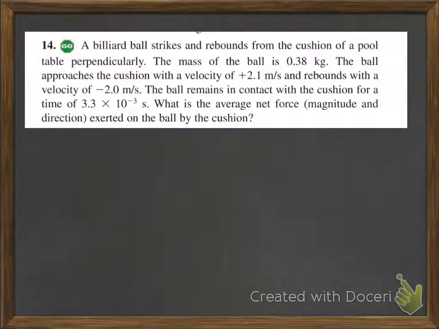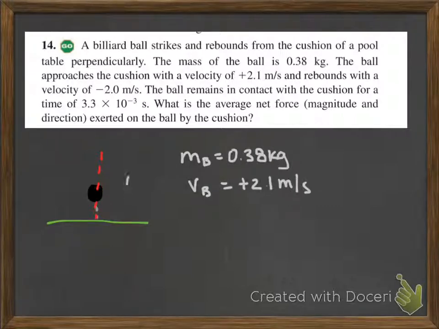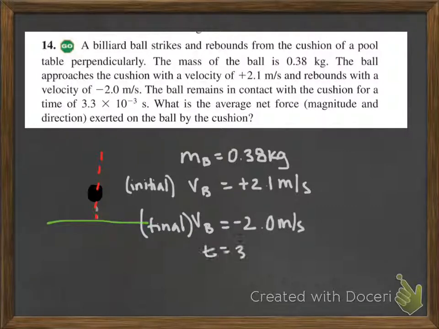So, what do they give us? They give us that the ball approaches the cushion and rebounds, and they give us the mass of the ball, its initial velocity, its final velocity, and its time. So with these things, we can actually find the acceleration of the ball, because acceleration is the change in velocity over time.